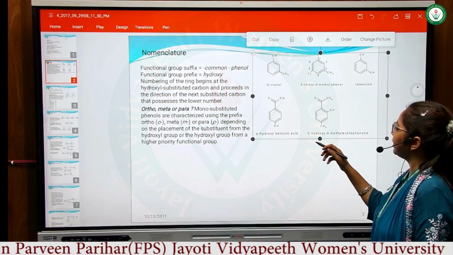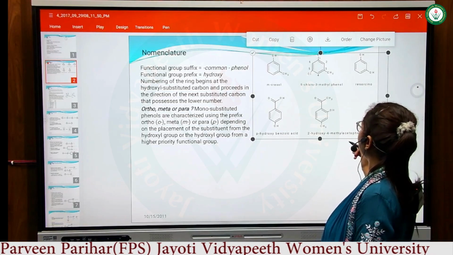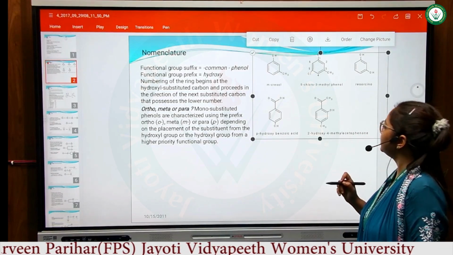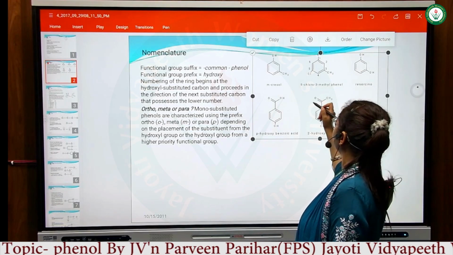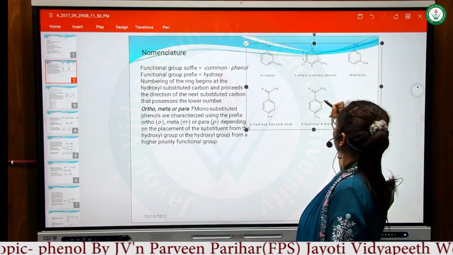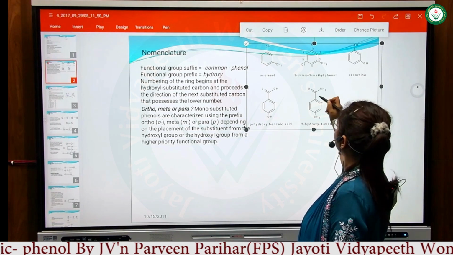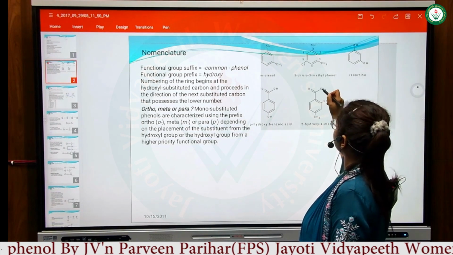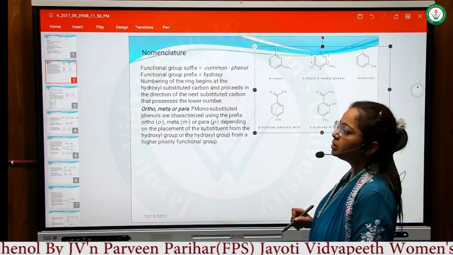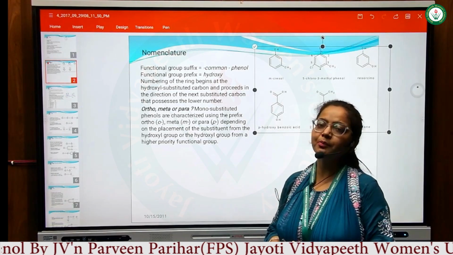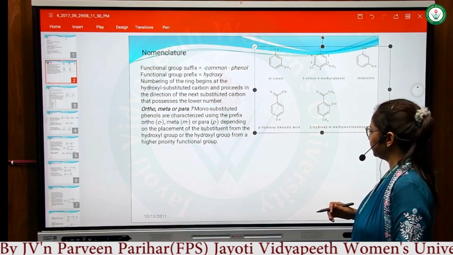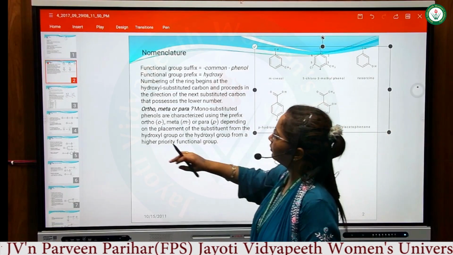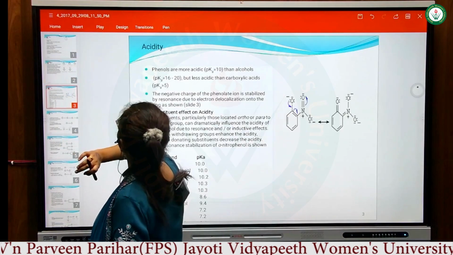Another example is 2-hydroxy-4-methyl acetophenone, in which the priority is given to the acetophenone group. So here also the hydroxy group is present as the substituent and it is on the ortho position of the group. So this is how we do the basic nomenclature of phenol.